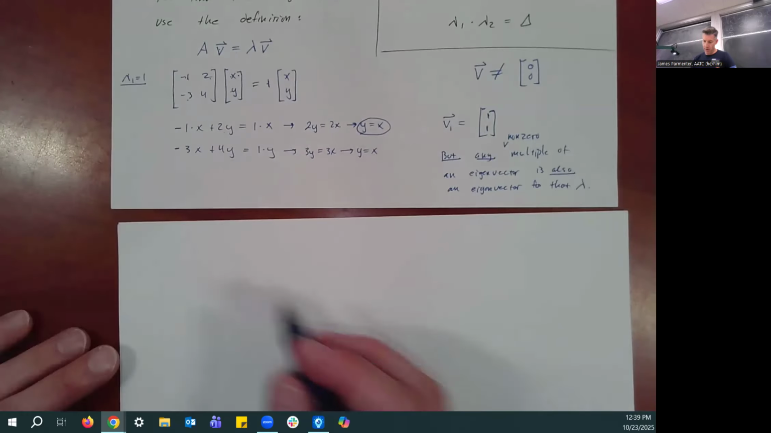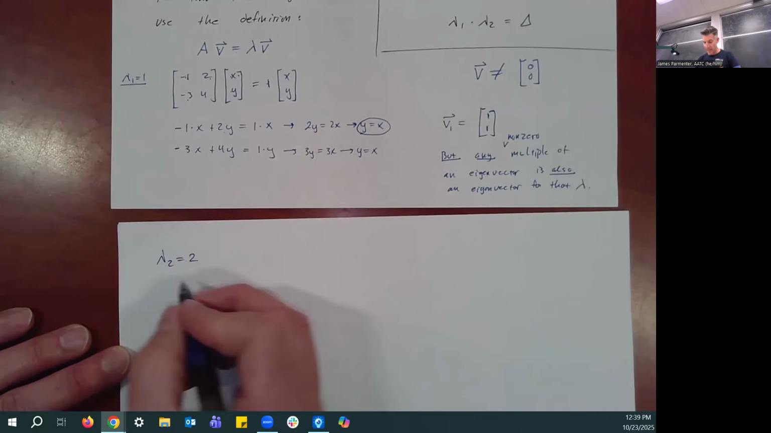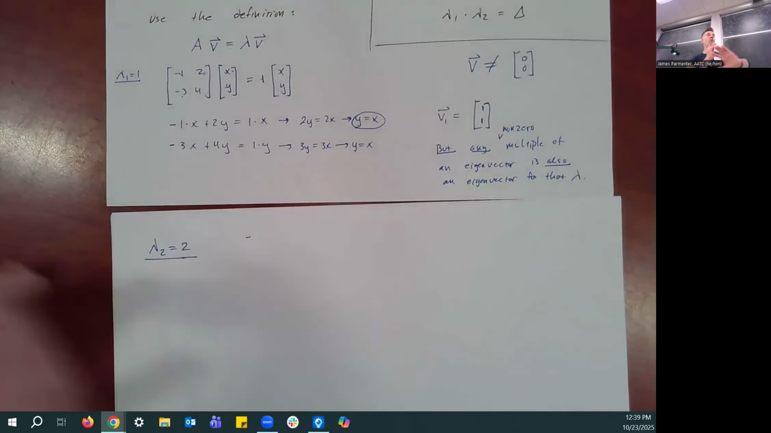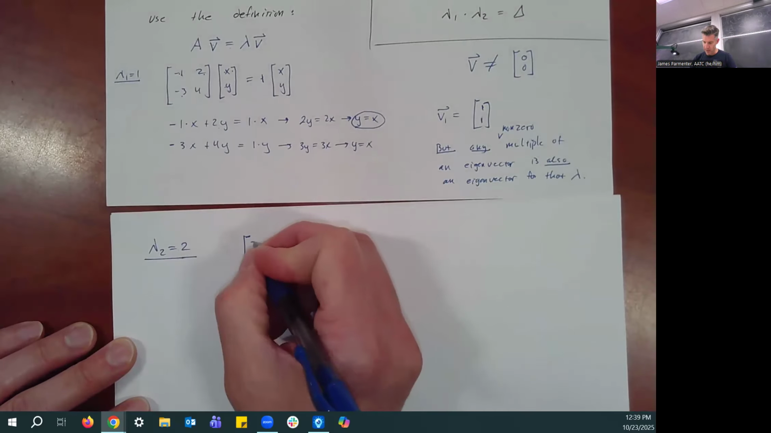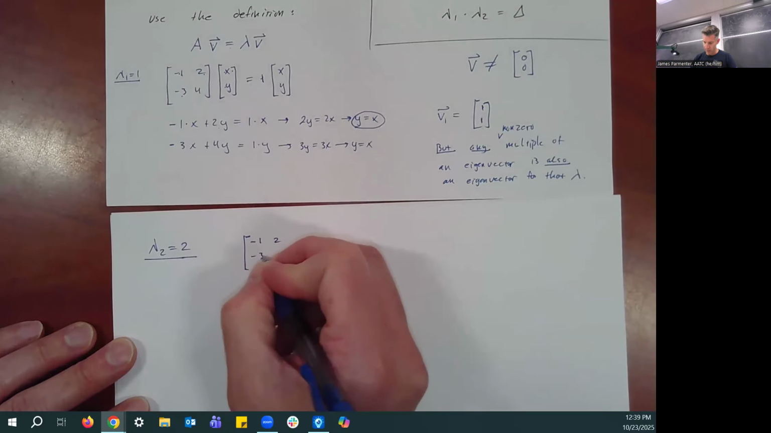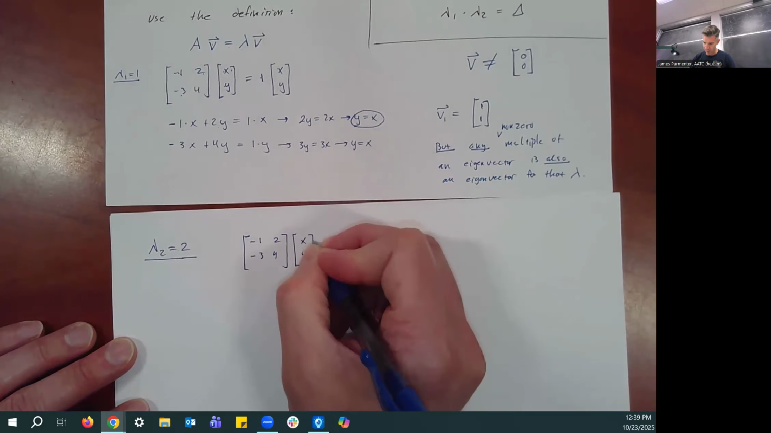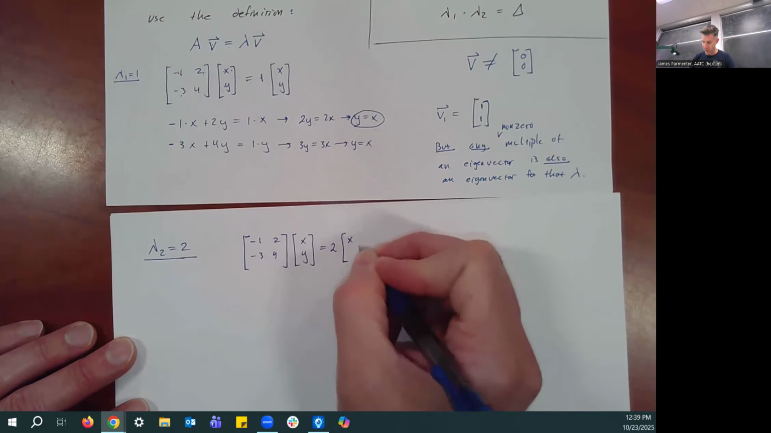Okay. So for the second eigenvalue, we're going to do the exact same thing. Actually, I'll show you both ways here because I think both ways work. I would normally just do this the same exact way. I would say, take your matrix, -1, 2, -3, 4, multiply it by your eigenvector that you're looking for, and it's now going to equal 2 times the eigenvector that you're looking for.